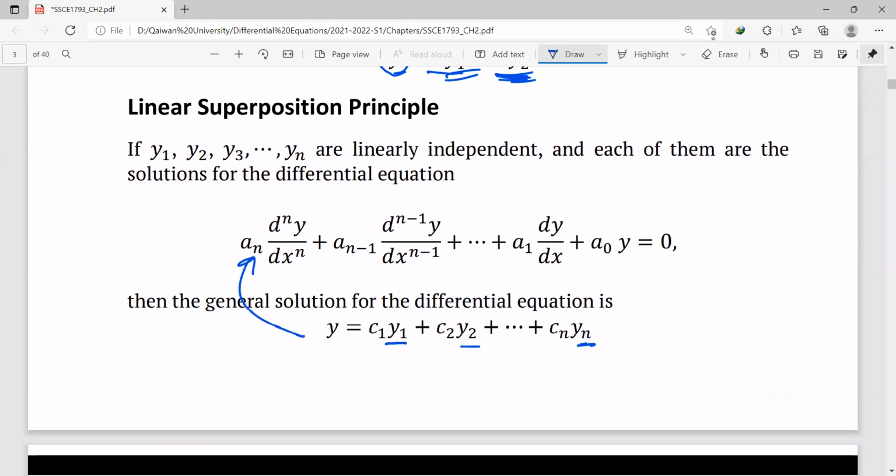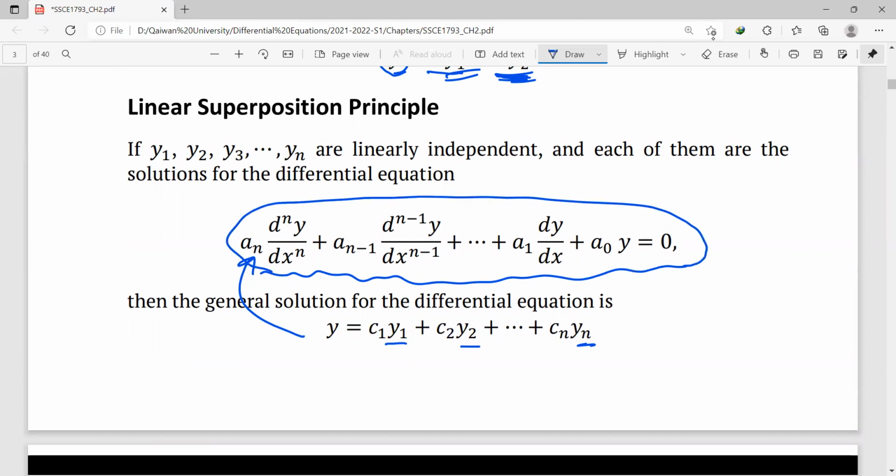And generally, for an nth order homogeneous linear differential equation, we have n solutions, y1 up to yn. So the solution is C1 y1 plus C2 y2 up to Cn yn, where C1, C2, up to Cn are constants. As I said, we multiply each solution by a constant, and then we find the sum of them. This is the general solution for the above differential equation. For nth order, we must have n solutions.